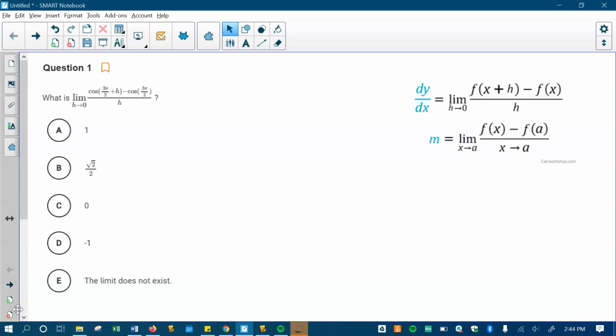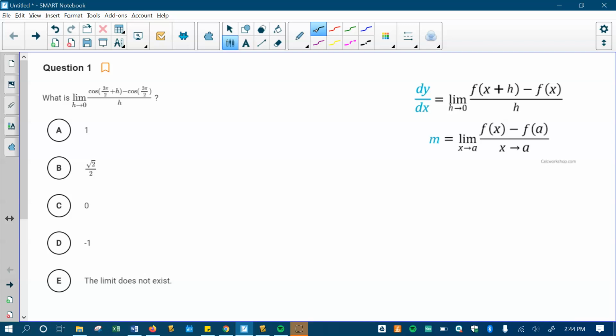Okay, these are your answers from last Friday's assignment on AP Classroom. I don't have my pen on me, so that's going to be kind of ugly writing, but let's see what we can do. So we have: what is the limit as h approaches 0 of cosine of 3 pi over 2 plus h minus, etc.